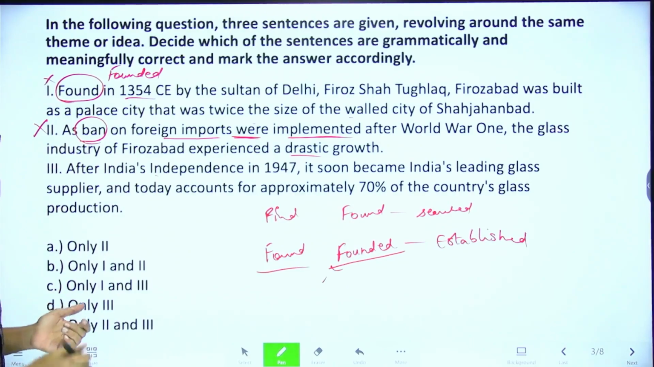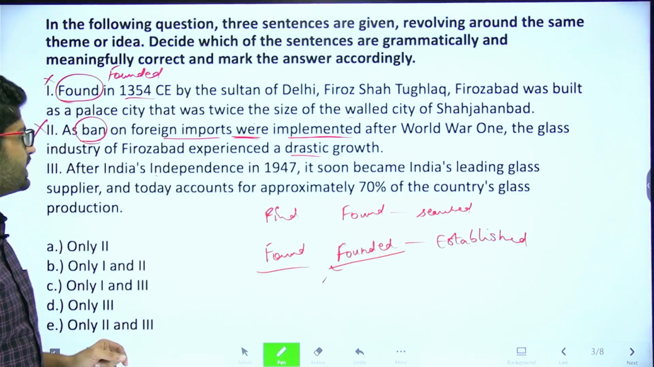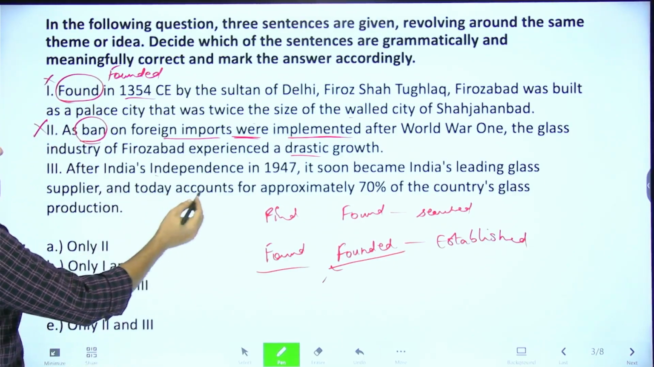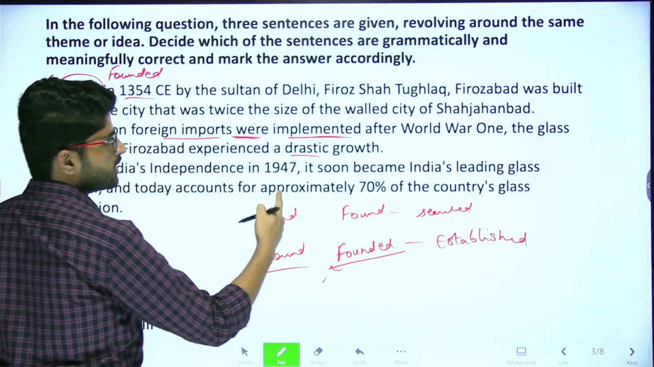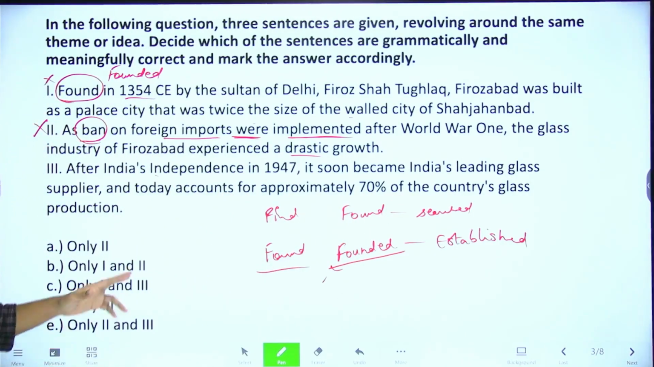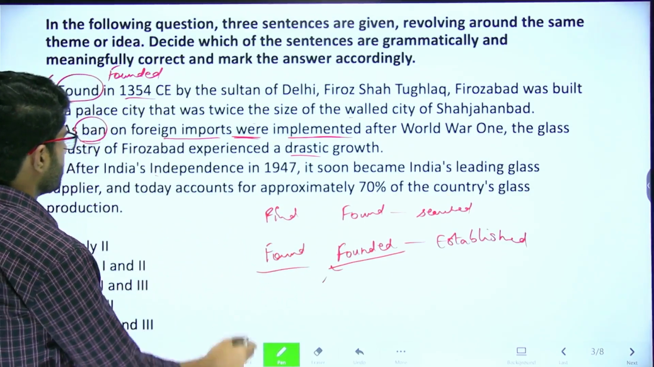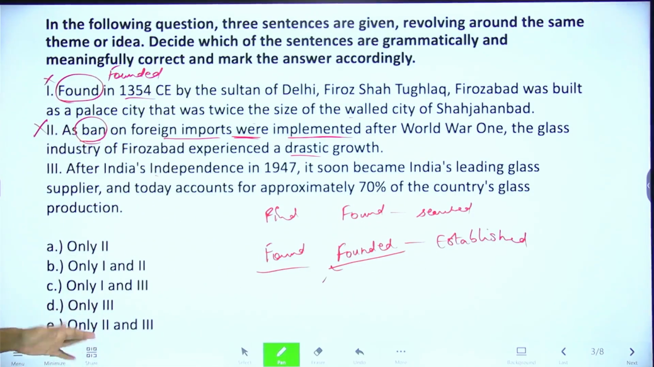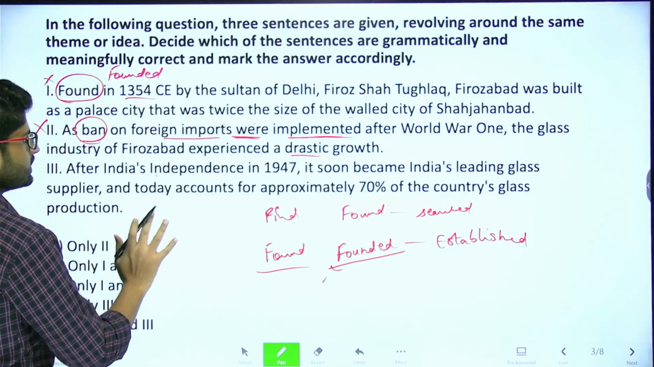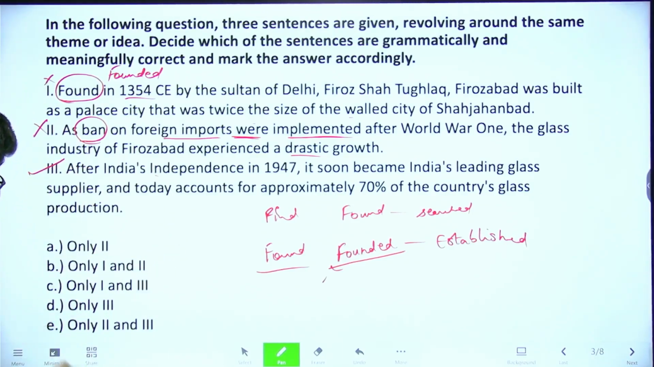The third sentence says, after India's independence in 1947, it soon became India's leading glass supplier. So India के independence के बाद it is referring to Firozabad. Firozabad became India's leading glass supplier, and today accounts for, means it provides, approximately 70% of the country's glass production. तो ये sentence grammatically correct है. That means our answer should be 3. So it is D. Correct answer will be D.